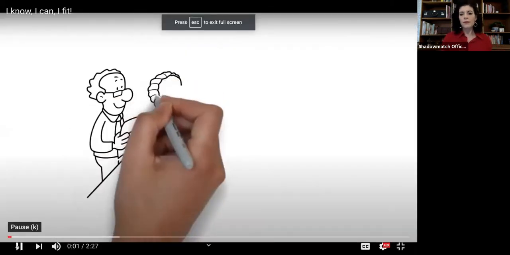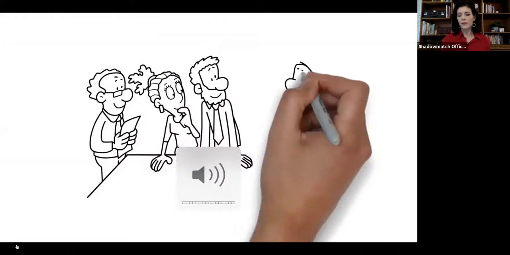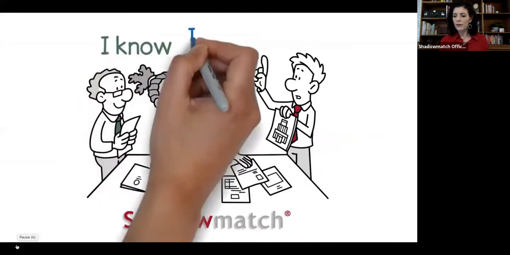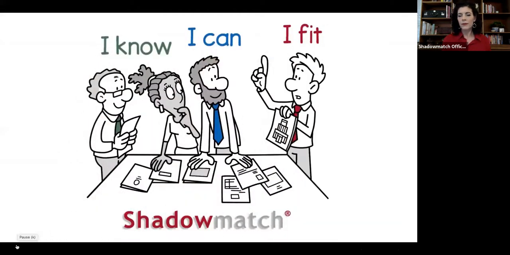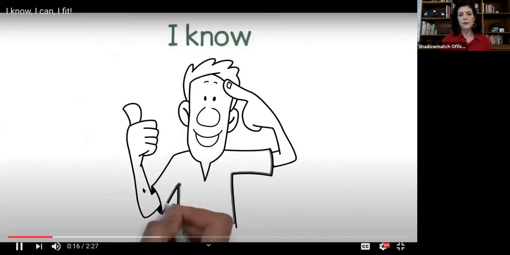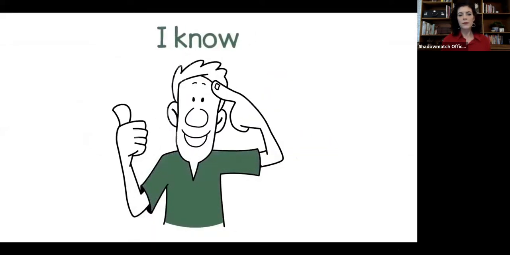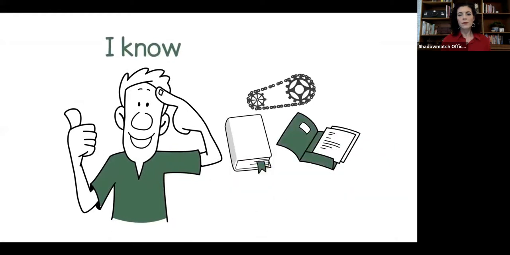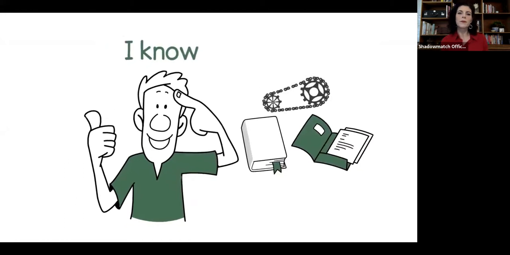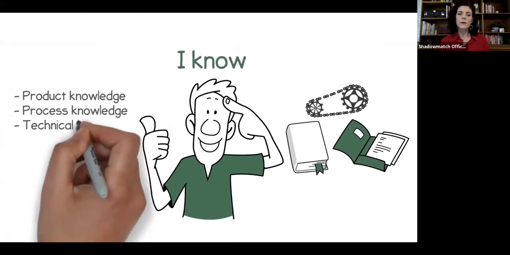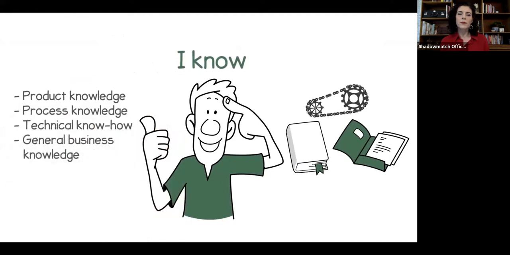In this video, I want to explain the 3 critical components for success in the workplace. The Shadowmatch team refers to these components as I know, I can, I fit. The first component, I know, is all about the knowledge necessary to do the job. Knowledge refers to theoretical knowledge, information, and the understanding of how things work and how it is done. This will include product knowledge, process knowledge, technical know-how, general business knowledge, and so forth.